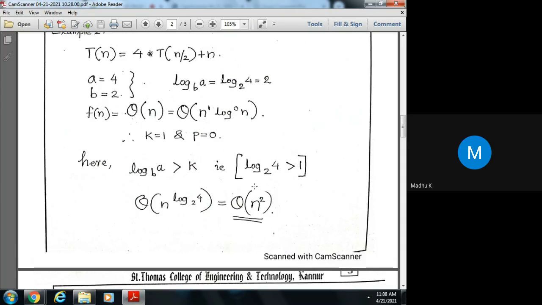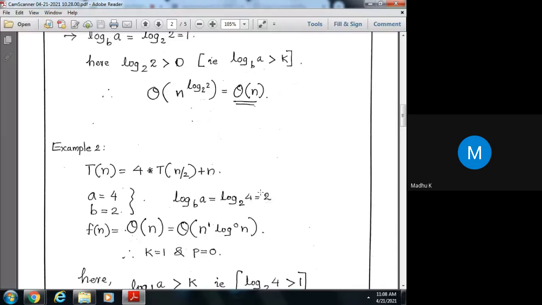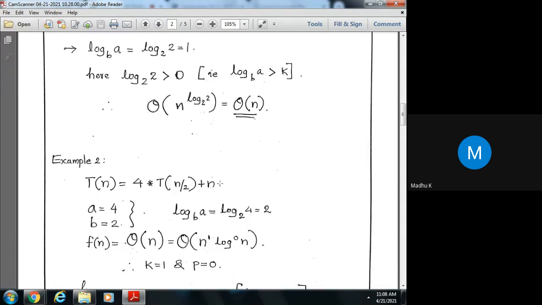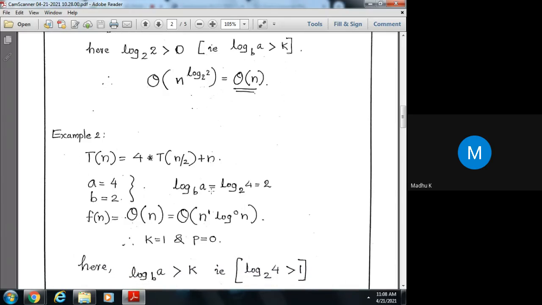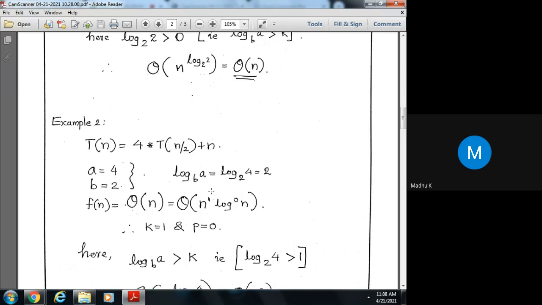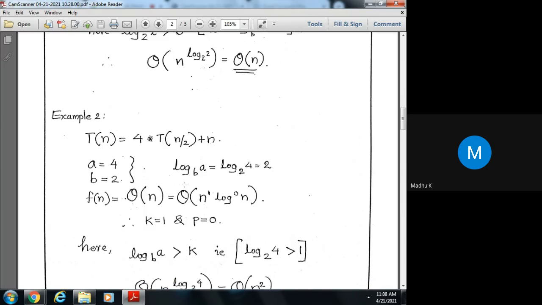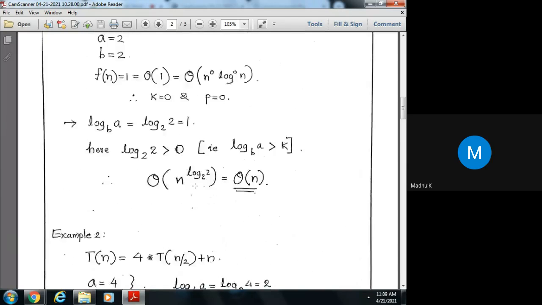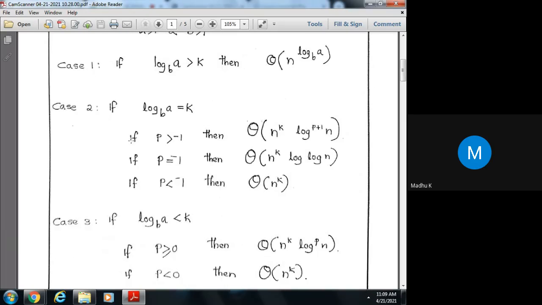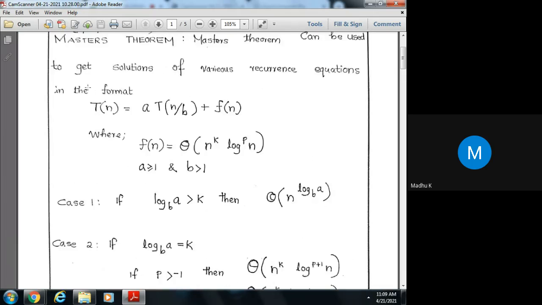Basically, these are simple problems. Applying the master theorem to a recurrence is very simple actually. You will get solutions to various recurrence equations in a very quick way. That is the advantage. If you are doing the substitution or recursion tree method, it will take a lot of time. In this case, we just need to memorize this.